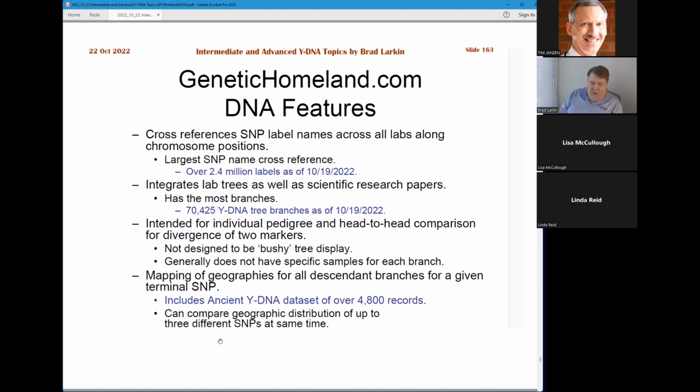It's intended for individual pedigree and head-to-head comparison for divergence of two markers. It's not designed to be a bushy tree display. The others do that much better. And generally, we do not have specific samples for each branch.